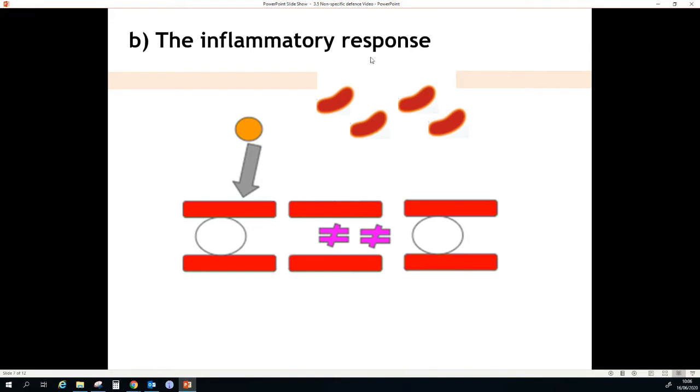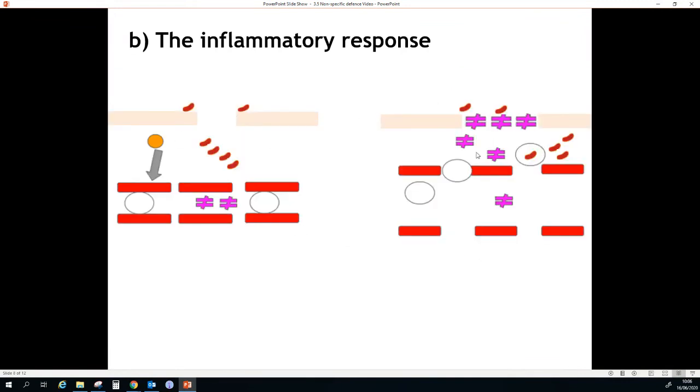So the bacteria are coming in through the hole in our skin, our epithelial layer, and we have the histamine being produced. And what happens is the histamine causes vasodilation. So it causes the blood vessels to get wider, which encourages more blood flow to the area. Because more blood is flowing to the area and all of these phagocytes and clotting elements are contained within the blood, it means more phagocytes and clotting elements will go to that area.